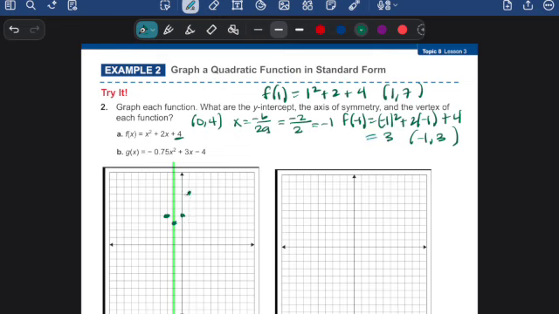So there's my other point. Reflect it over the line of symmetry, and then we can graph our parabola, connect those with a nice curved line and arrows on the ends.